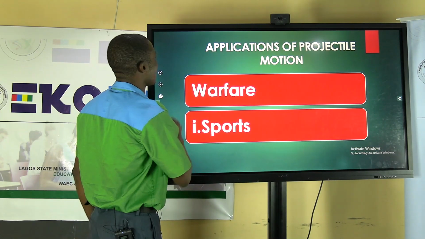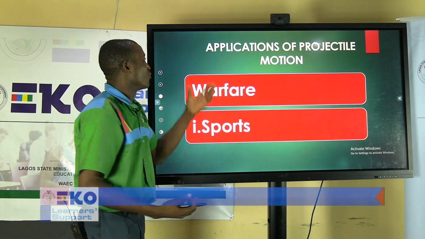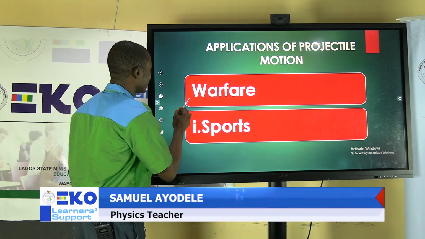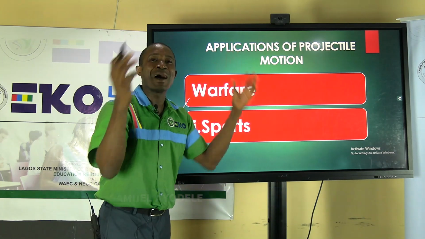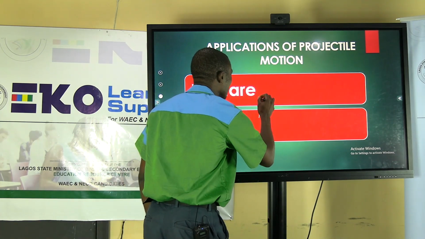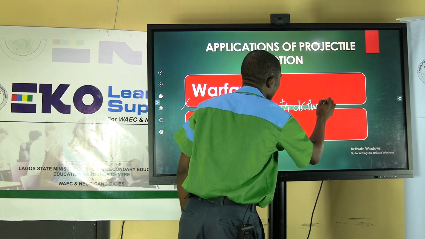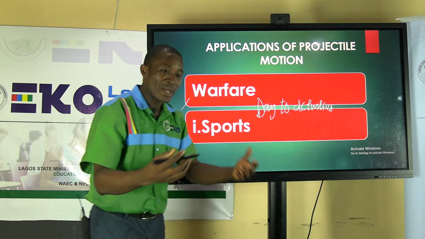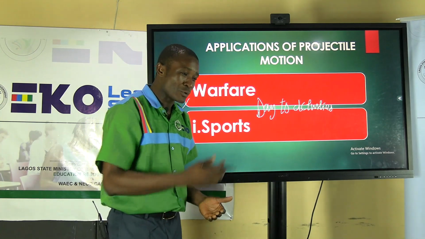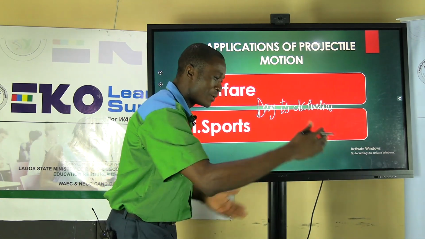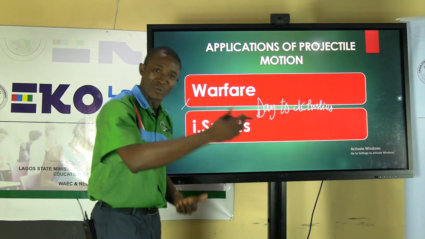Now, let's look at this projectile motion we're talking about. Where do we make use of it? We make use of projectile motion in warfare, in sport, and in all our day-to-day life, day-to-day activity. As you are going on the road, you decide to jump a staircase downward. For you to jump, you must have moved forward and then go down. So there's an onward movement and an upward movement. So it's a projectile motion.